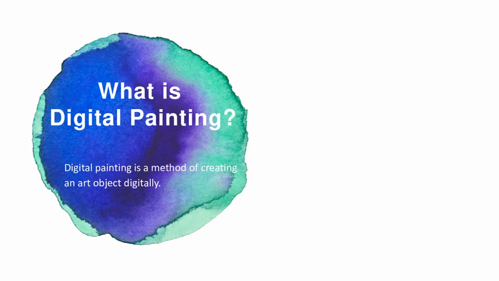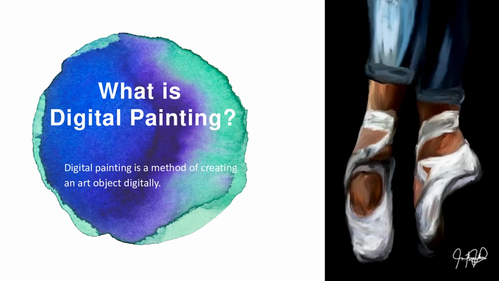What is digital painting? So basically, digital painting is a method of creating an art object digitally. Digital painting adapts traditional painting medium such as acrylic paint, oils, ink, watercolor, and etc., which means all digital painting programs try to mimic the use of physical media through various brushes and paint effects.